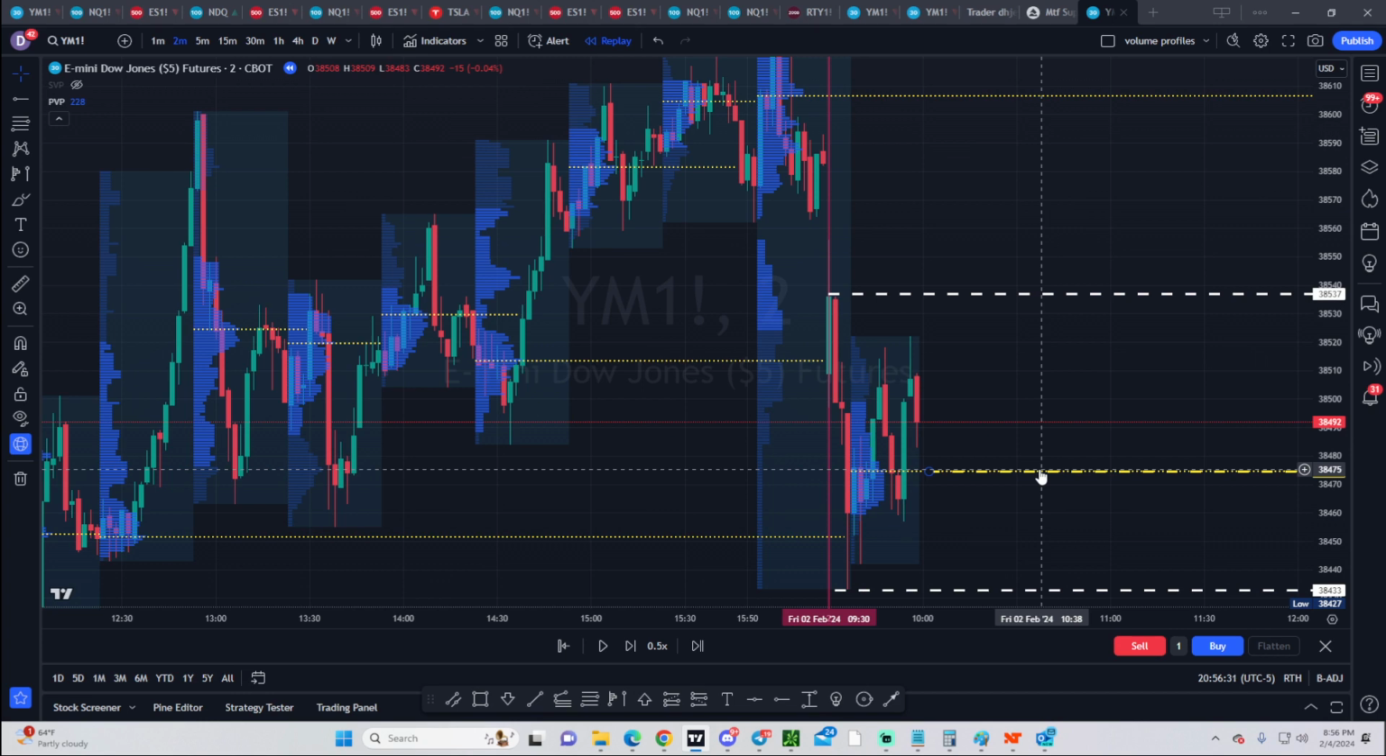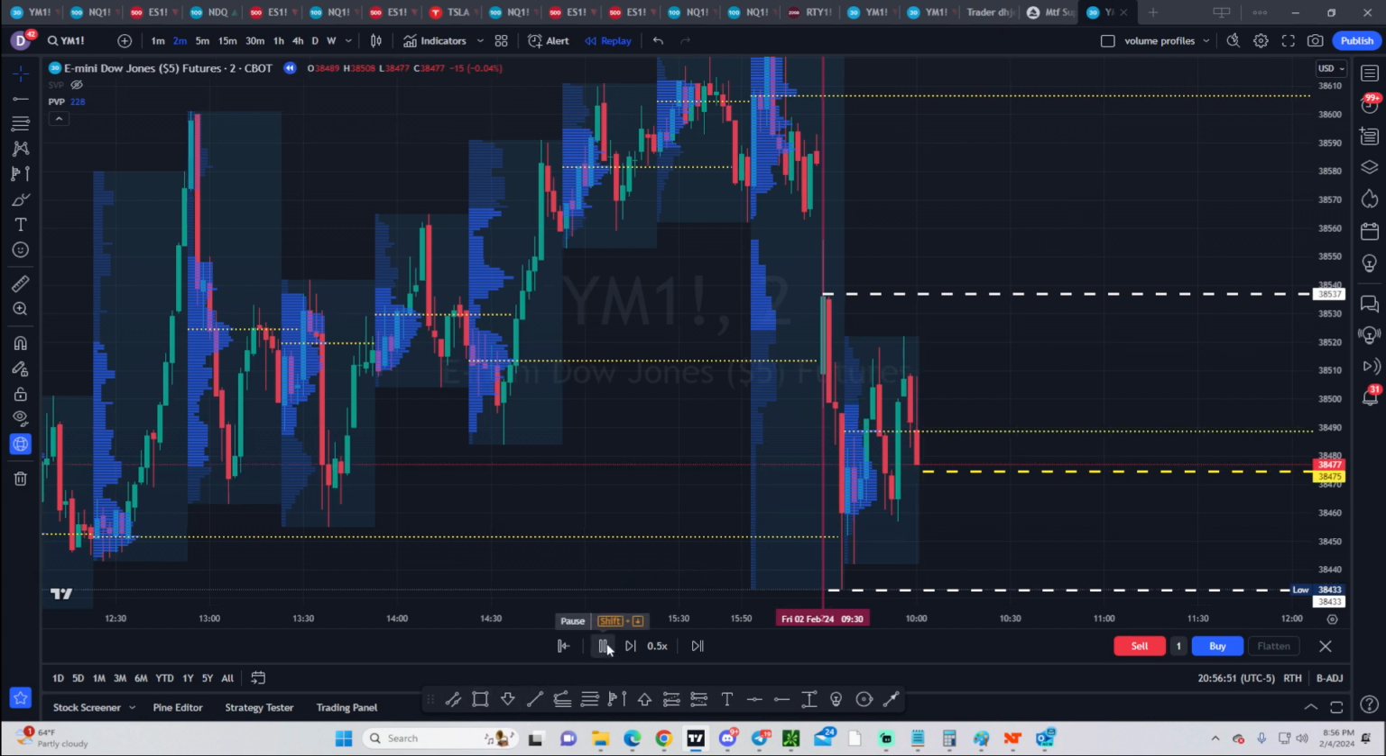this is a naked POC. If you notice, well, I don't know if you did, this naked POC was here and this candle touched that naked POC. That was from this Thursday, the 24th. It was touched right here. We'll let this play for a second and then I'll come back and explain what that means.